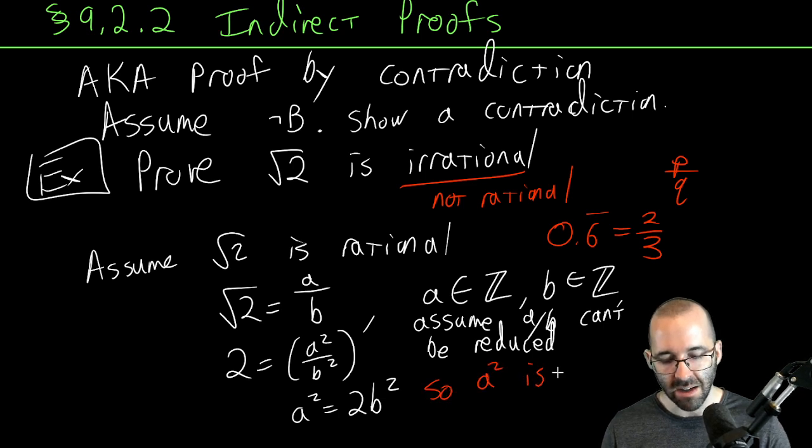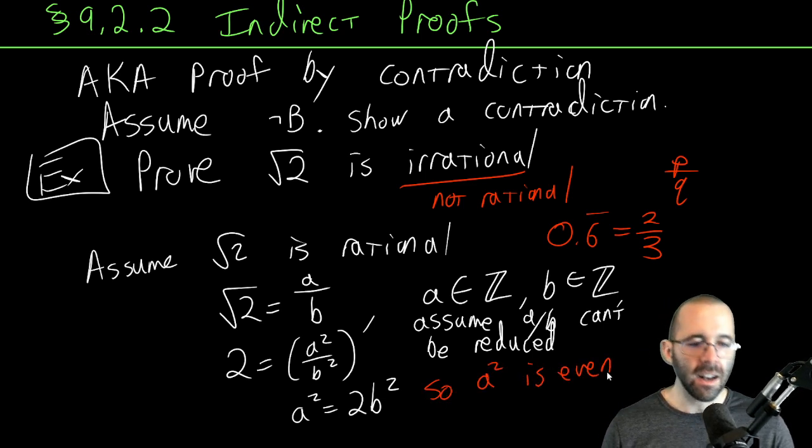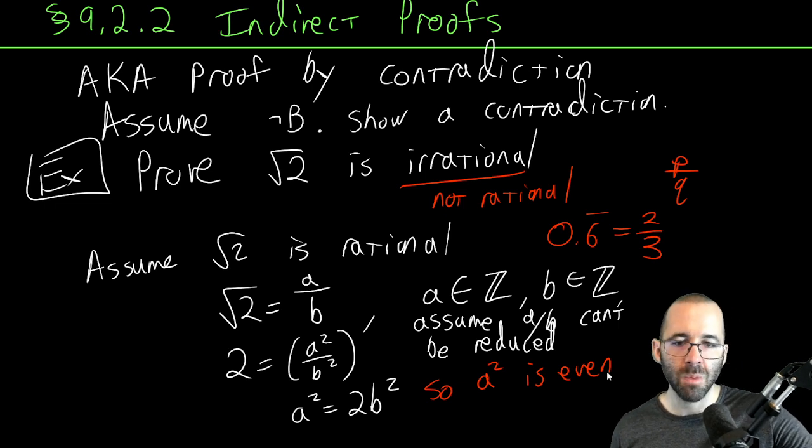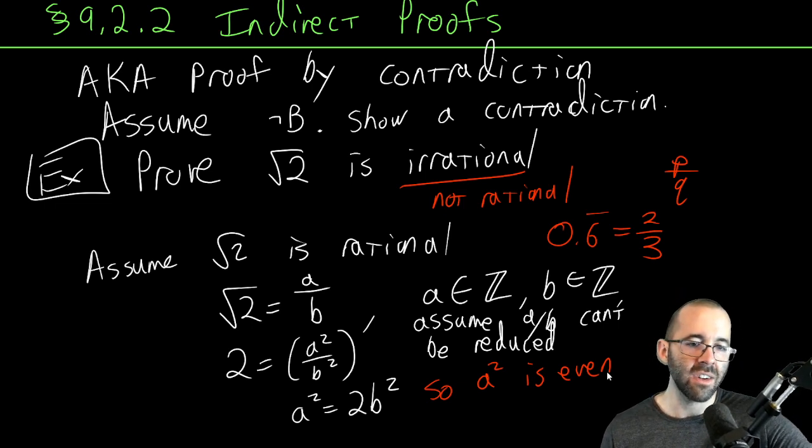Sorry, a squared is even. And again, we're going to use another theorem of math that's proven: if a squared is even, well, think about every odd number. And again, we're using a theorem. I'm not asking you to assume this. We're using something that was proven somewhere else.